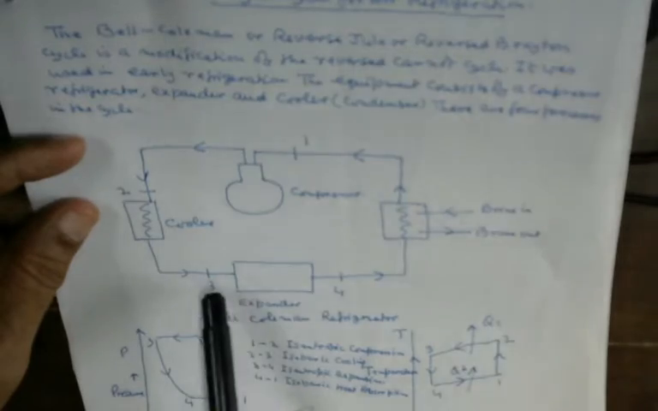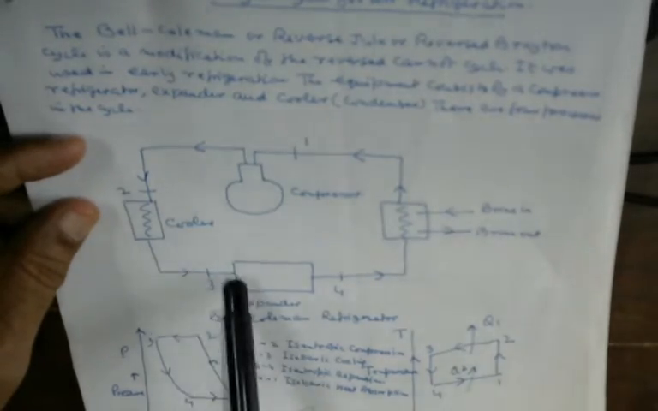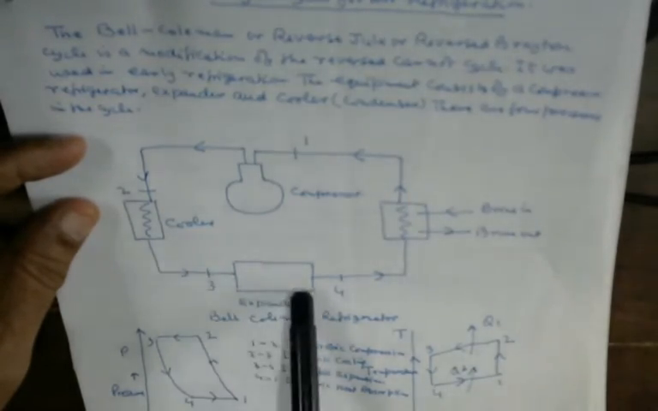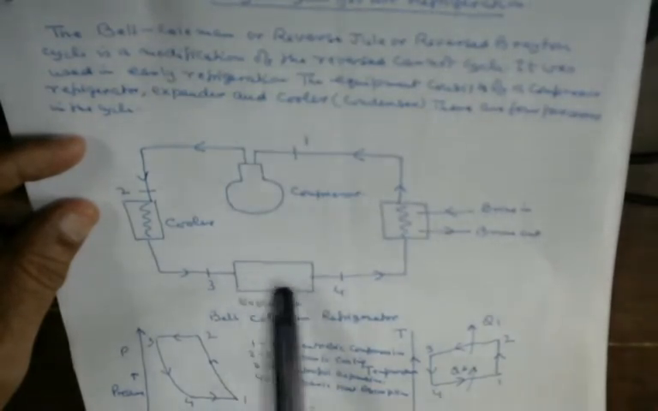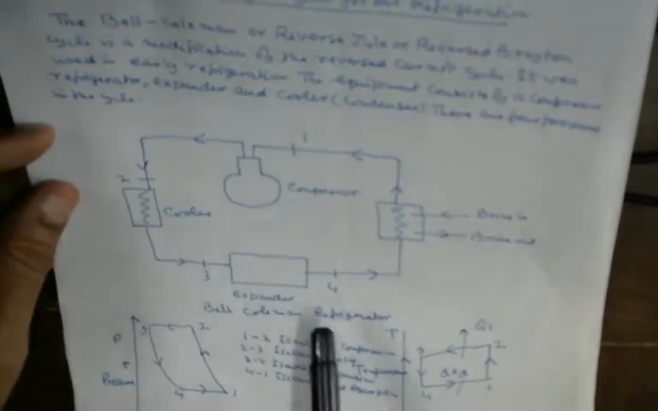We are not using any expansion valve, we are using an expander. Expander means work is being done by the air and a turbine is being rotated, and in that way the pressure and temperature of the air come down. So we are using an expander, or it is called an expansion turbine.